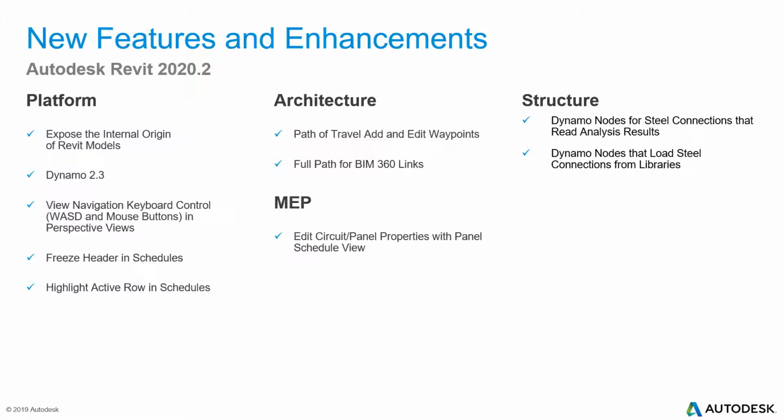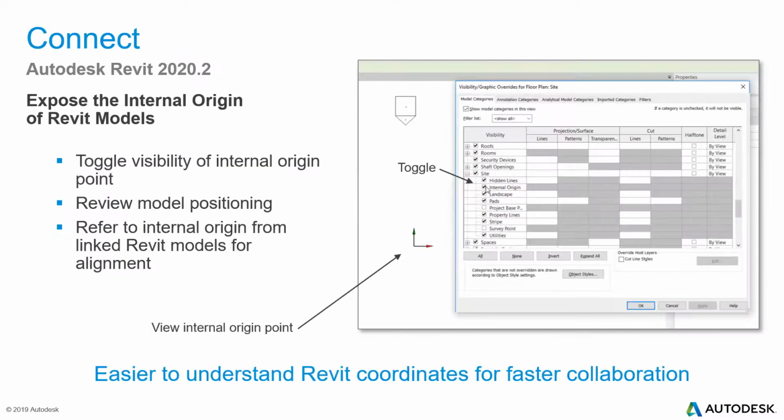And in architecture, you can enhance the path of travel by adding and editing waypoints. You have full path for BIM 360 links. In MEP, you can edit circuit panel properties with the panel schedule view, and for structural, you have Dynamo nodes for steel connections that read analysis results, and Dynamo nodes that load steel connections from libraries.